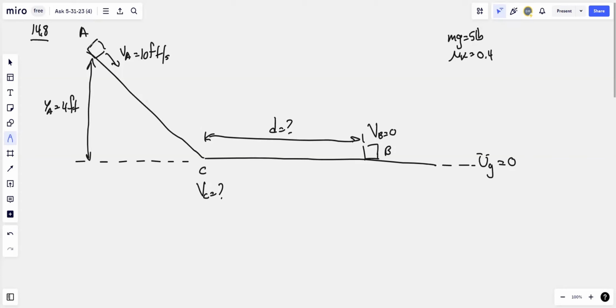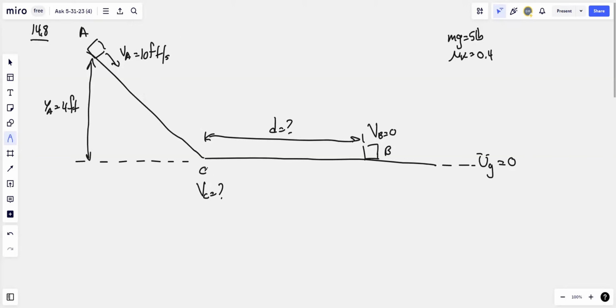You have a box going down an incline on rollers. The rollers, there's static friction there, but it does not work on the box. That's why they show it like that. So we don't have to worry about frictional force doing work.